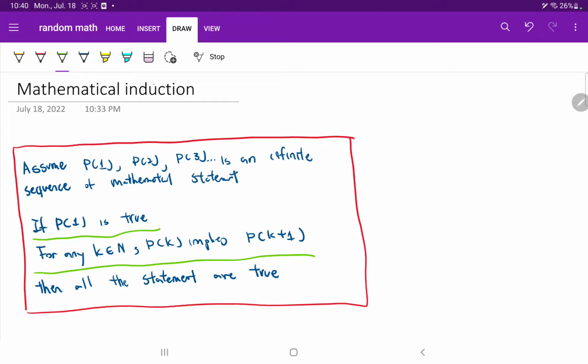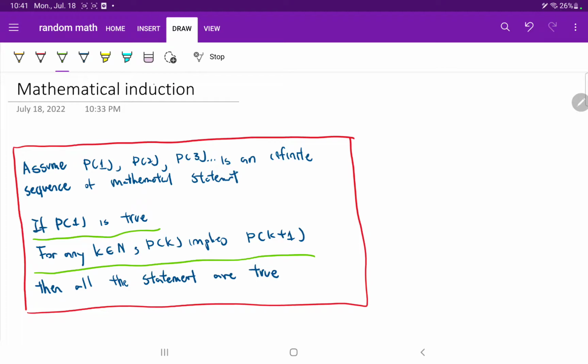But what exactly does the second mean? Well, this ensures that there's a connection between each one of the statements. For example, with P1, P2, P3, P4 here, this proves that P2 implies P3 and that P3 implies P4. It ensures there's a connection between each one of the statements in this sequence. So mathematical induction says that if these two conditions are both met, then all of the statements in this infinite sequence are true.